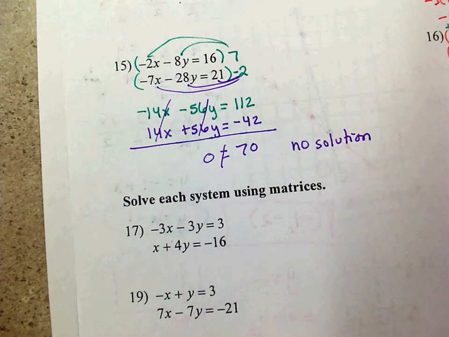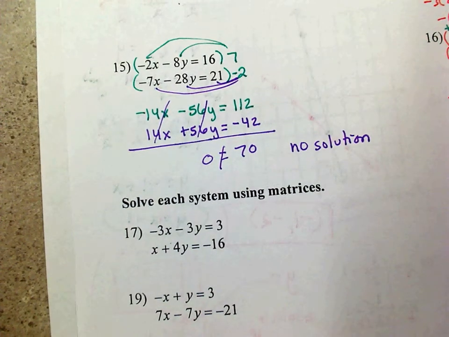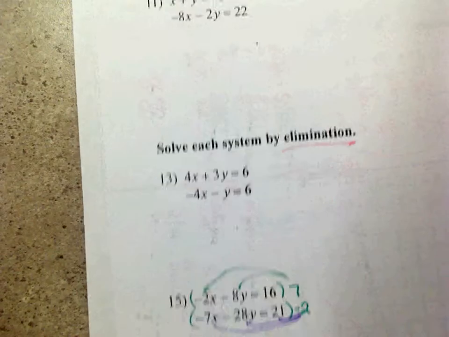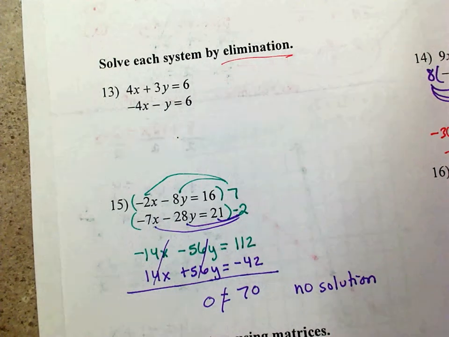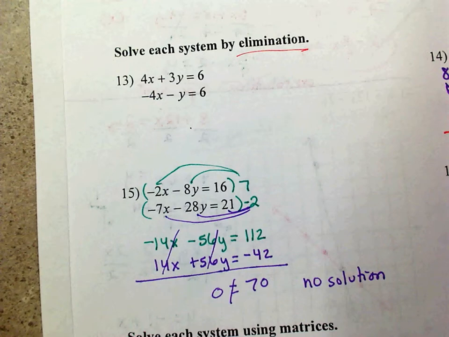Just looking at 13, do I need to do anything to 13 to make them cancel out? The x's already cancel out, right? So I could just add. Okay. All right, so let's talk about number 18.